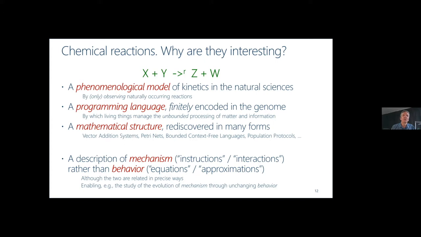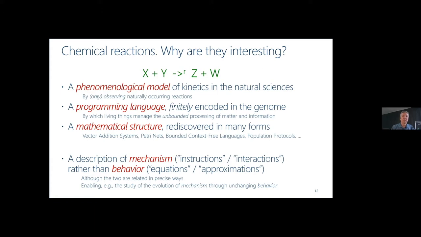So if you have a chemical programming language, you can express a huge variety of behavior in nature. Chemical reaction network is also a very well understood mathematical structure, which has been rediscovered in many forms. They're called vector addition systems, Petri nets, bounded context-free languages, population protocols. They're all more or less vaguely the same idea that you can summarize as a chemical reaction network.